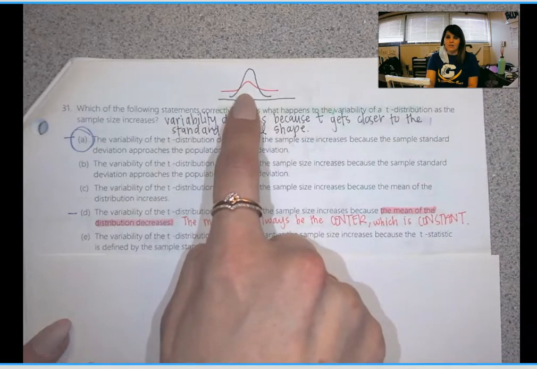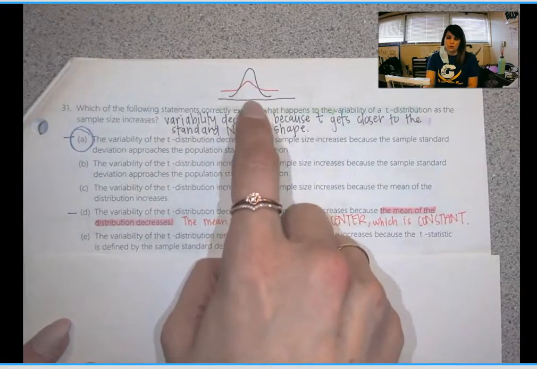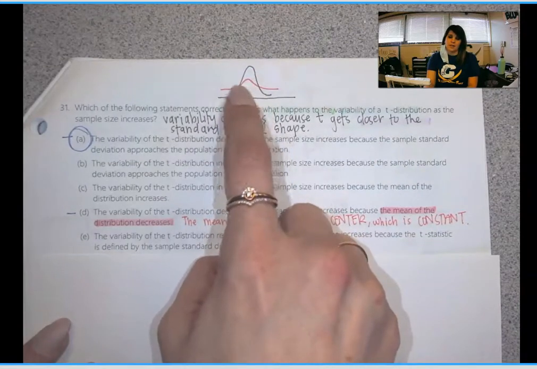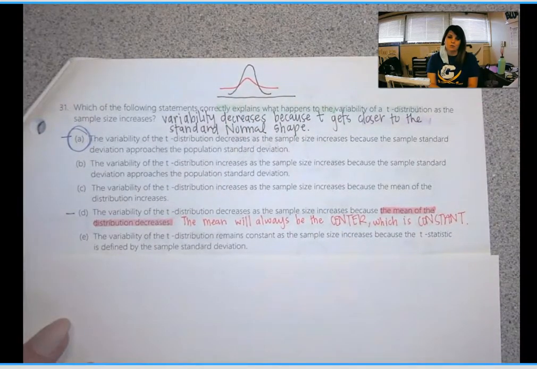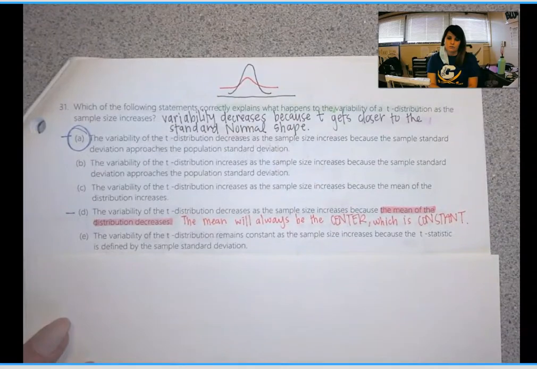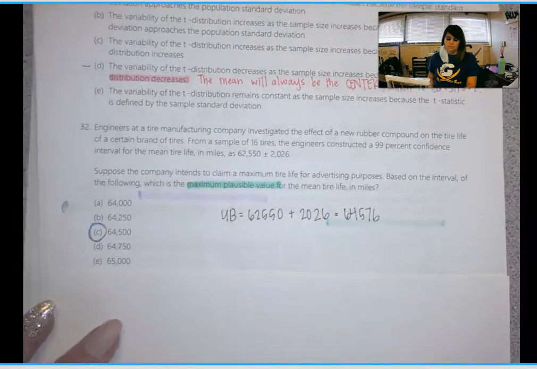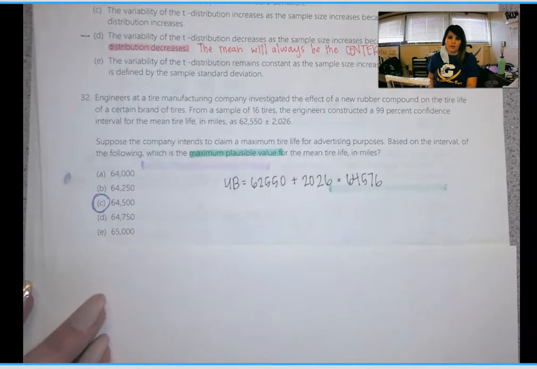So that means the closer you get to a normal shape, the less variability you have, or I should say a standard normal shape, because these are both normal curves. This standard normal curve has more data around the center and less in the tails. That means that it's less spread out. 32, you just needed to calculate your upper bound.